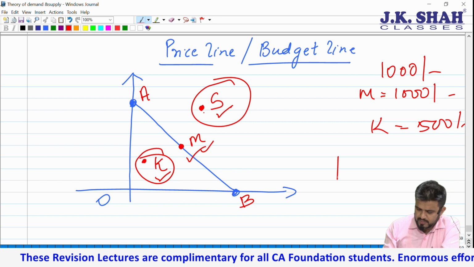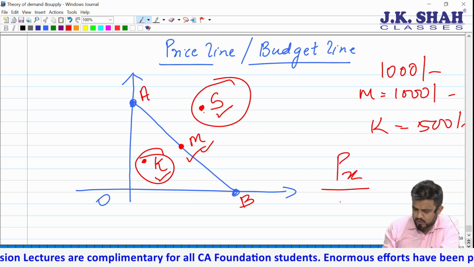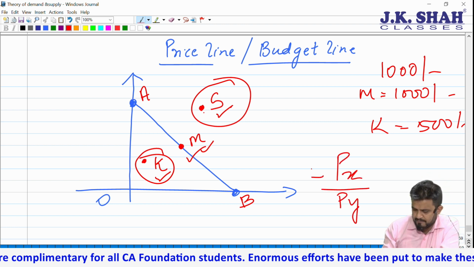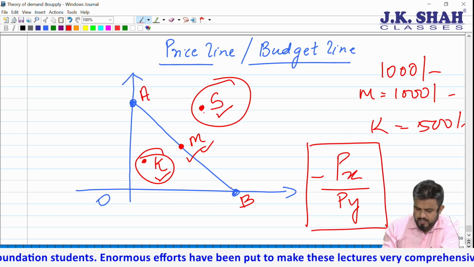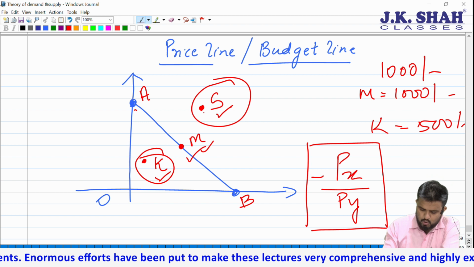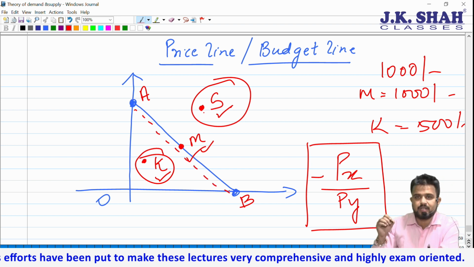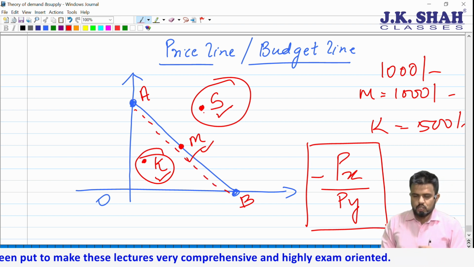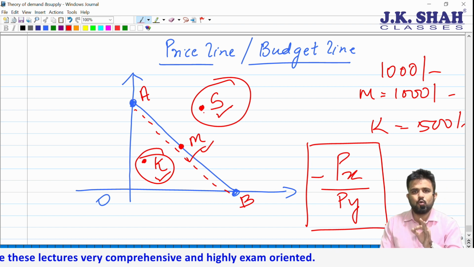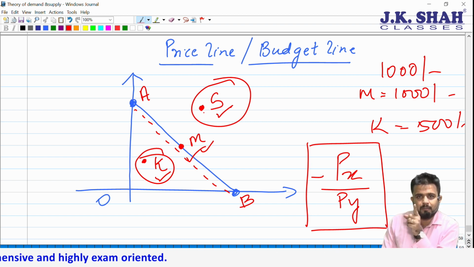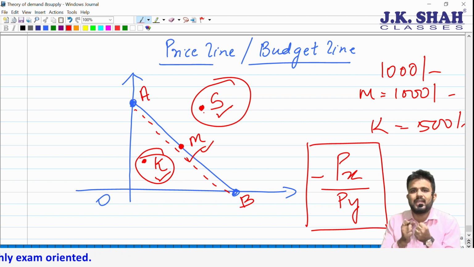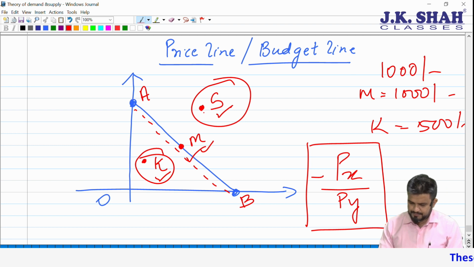So the slope of the budget line is represented as price of X upon price of Y. The minus sign will indicate negative slope. The slope of the curve is negative, so it is minus. So it shows various combinations of two goods which an individual or a consumer can buy with their given money income, with their given budget. So this was your budget line.